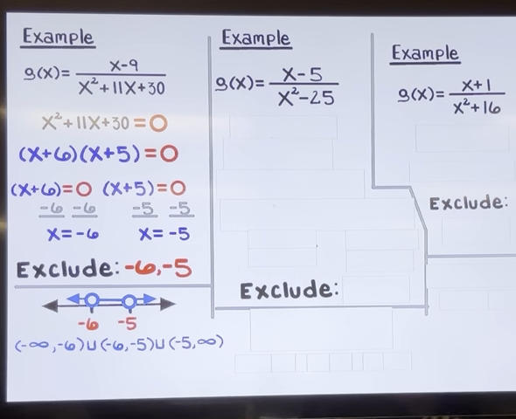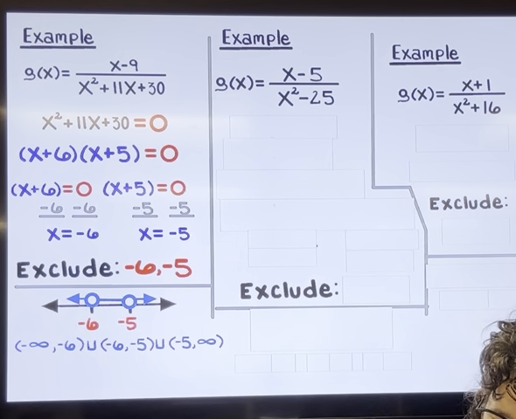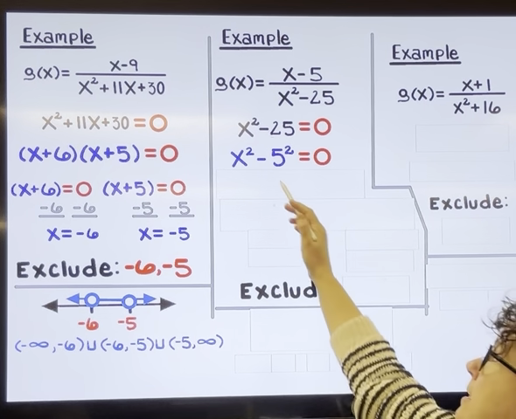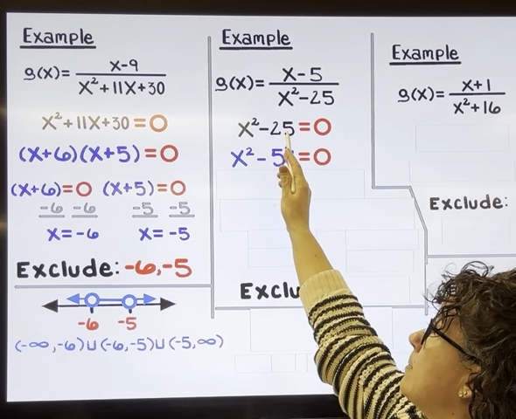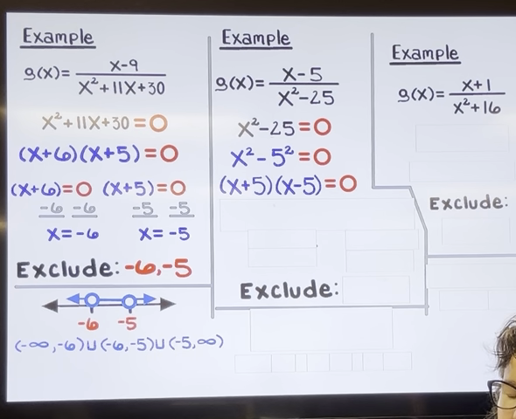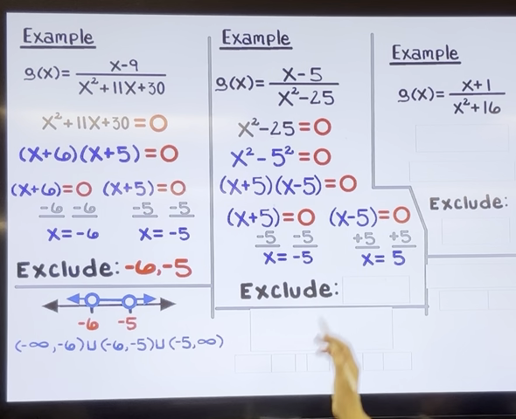This one here is pretty similar, but when I set the denominator equal to 0, we're finding what numbers I do not want to plug in, because I don't want numbers that lead me to dividing by 0. Here I could factor. This is a reminder, a squared minus b squared: x squared minus 5 squared, so that's x plus 5 times x minus 5. Set each piece equal to 0. This one, subtract 5, so I get negative 5. This one, add 5, and I get 5.